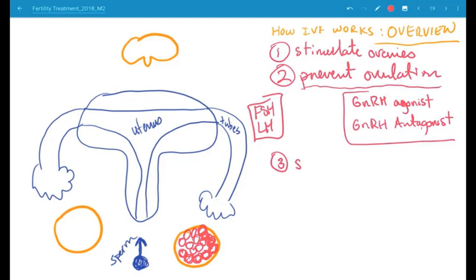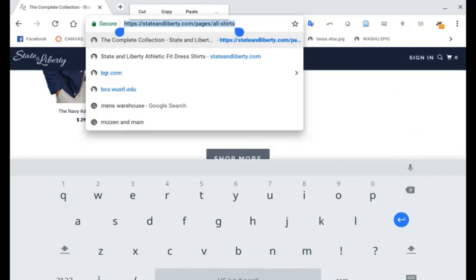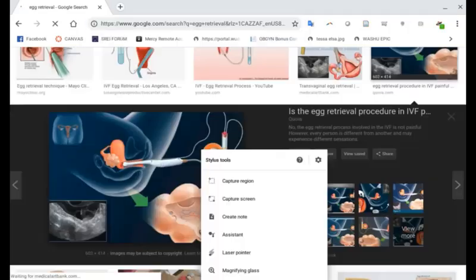So the other thing is you have to, like we said, retrieve the egg. So you have to do a surgical retrieval. This is typically an outpatient procedure. Usually takes 20 minutes. It's done under sedation. And it's basically a vaginal ultrasound in which a vaginal ultrasound probe goes through the vagina. I'll show you what that looks like. You can see my fashion sense here.